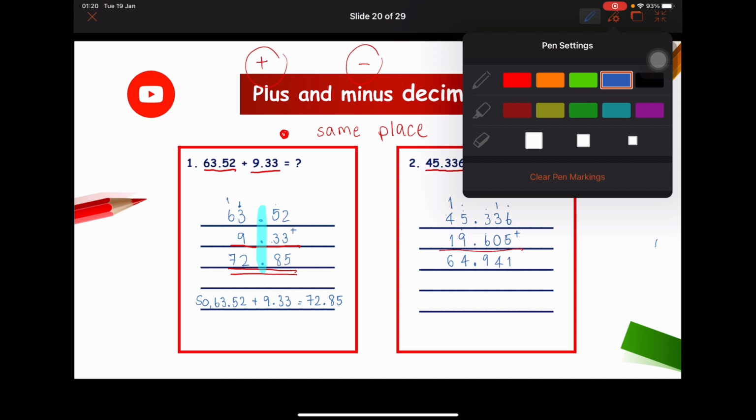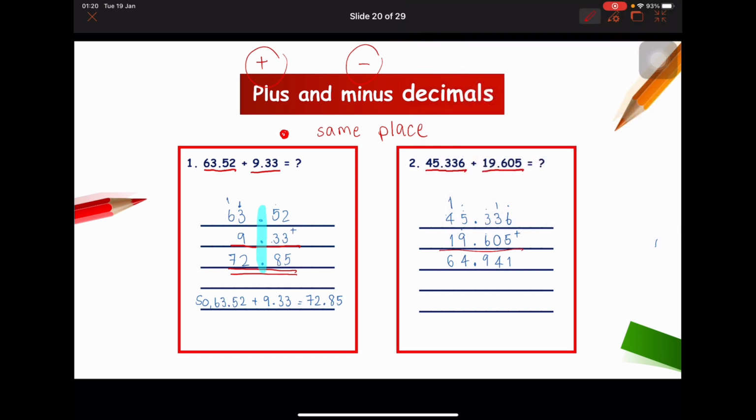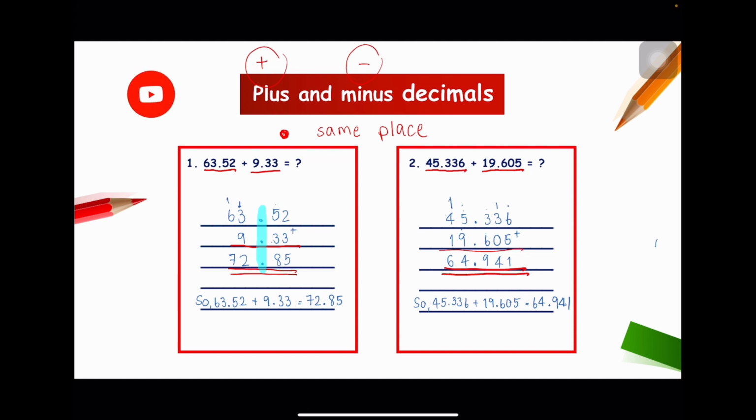So the answer is, underline with your red pen. So the answer is 45.336 plus 19.605 equal to 64.941. Good. Clap your hands. Okay, next, more examples.